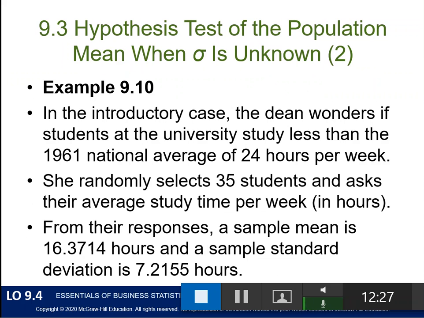There's a study that was done that said in 1961, students studied on average 24 hours per week. A dean of a college in California wonders if students are studying significantly less than that now. So she randomly samples 35 students and asks them their average study time, and gets a sample mean of 16.3714 hours and a sample standard deviation of 7.2155 hours.